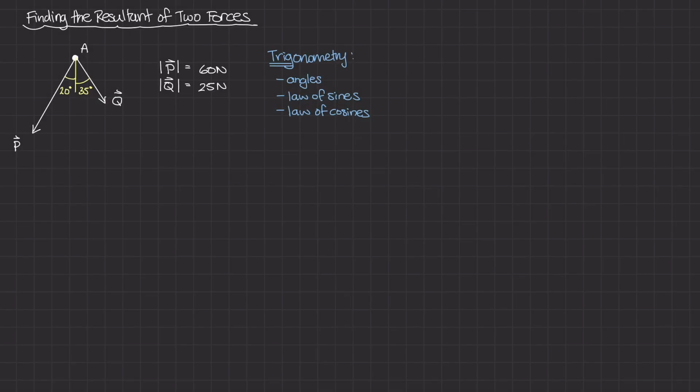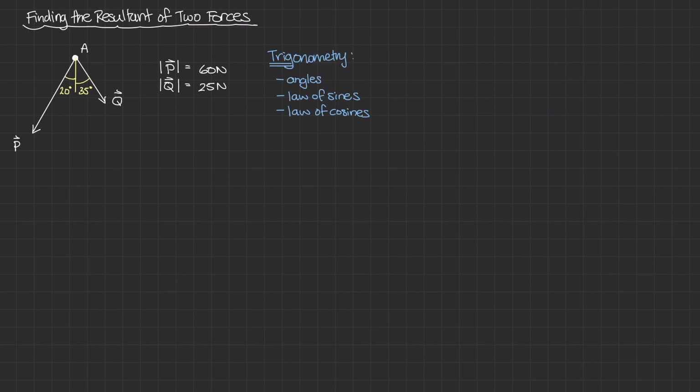Hey, welcome to the very first example of finding resultant forces of several vectors. In this example, we are given two force vectors that are acting on point A, vector P and vector Q, or force vector P and force vector Q. I've listed the magnitudes of these force vectors right here. P has a magnitude of 60 and Q has one of 25 newtons.